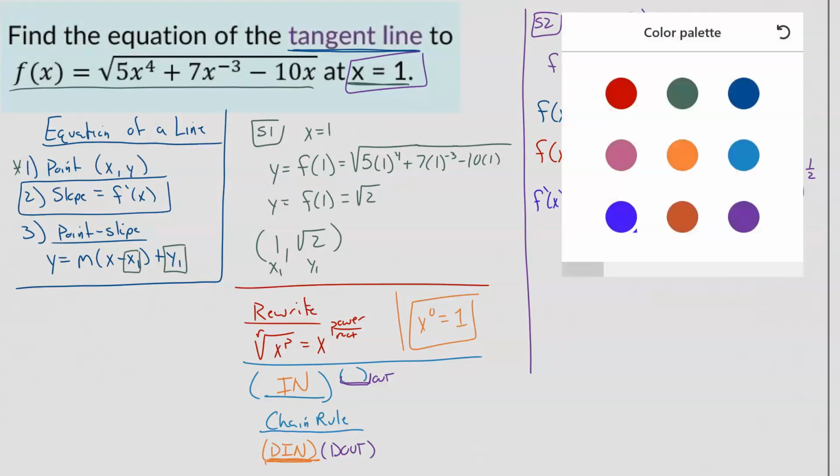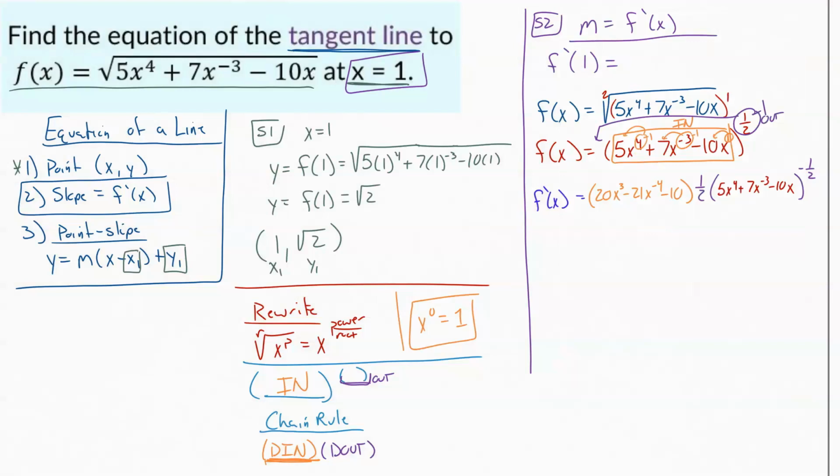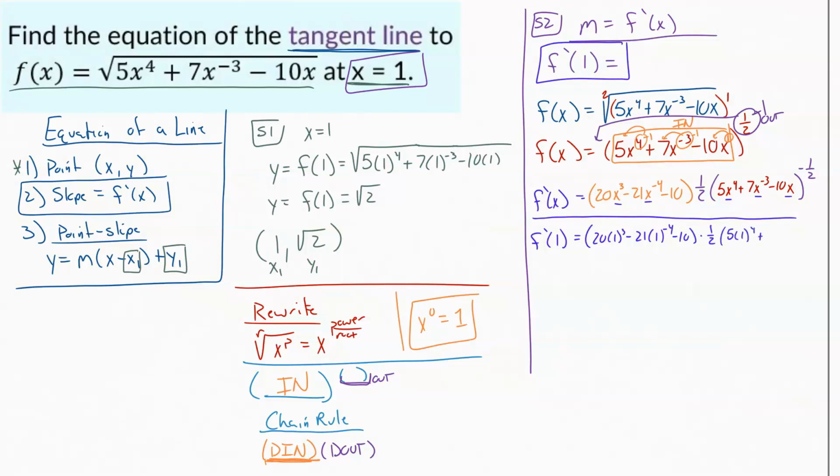That's what we found. Remember, derivatives are just a slope equation. So we know our formula for finding the slope. And now what we have to do is go find the specific slope that we care about. We want to know what's happening at 1. So f prime of 1. We're just going to take, and everywhere you see an x inside that equation, you're going to plug in 1. So we get 20 times 1 to the third minus 21 times 1 to the negative fourth minus 10 times 1/2, and then 5 times 1 to the fourth plus 7 times 1 to the negative third minus 10 times 1, all that to the negative 1/2.